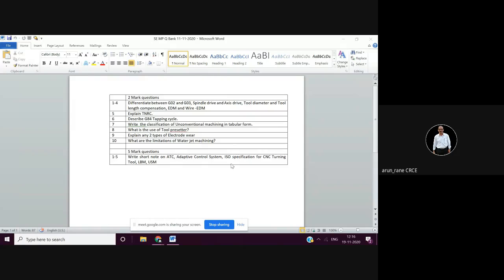ऐसा नहीं कि we are sitting with the sword, तलवार काटने के लिए. No, nothing like that. Then adaptive control system. So again here also you will get the diagram in PYQ. Adaptive control system मतलब the CNC machine adapts as per the situation.